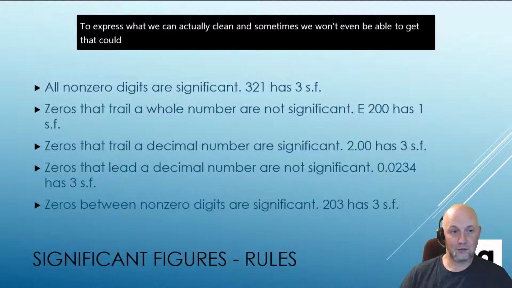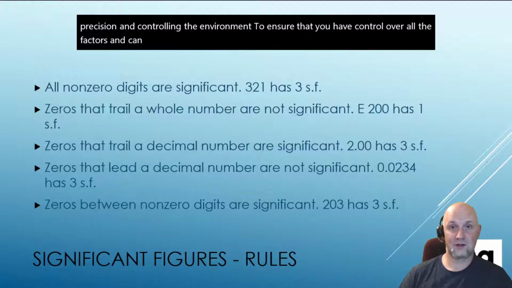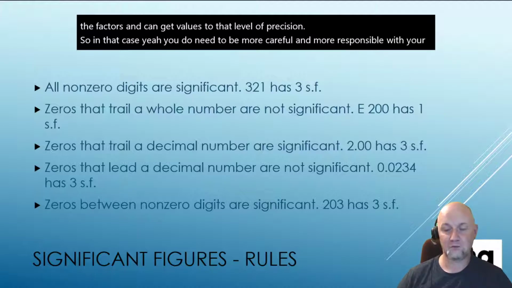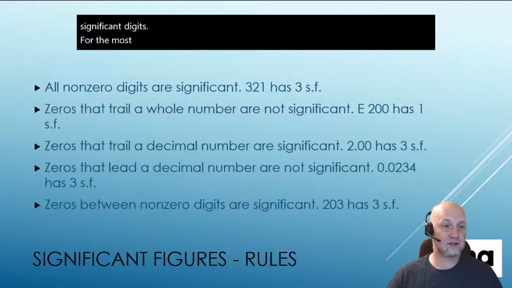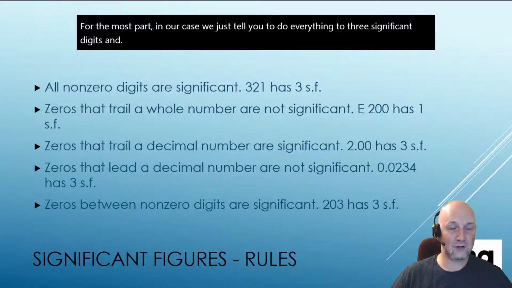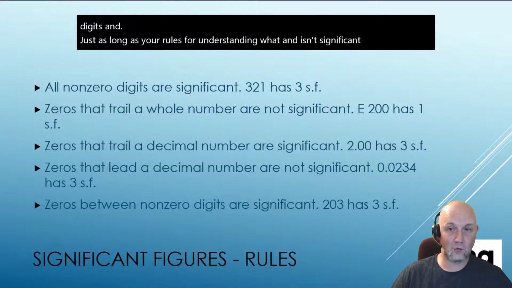Whereas in the chemistry lab is all about precision and controlling the environment to ensure that you have control over all the factors and can get values to that level of precision. So in that case, yeah, you do need to be more careful and more responsible with your significant digits. For the most part, in our case, we just tell you to do everything to 3 significant digits, and as long as you know your rules for understanding what is and isn't significant, we don't have to worry too much more than that.